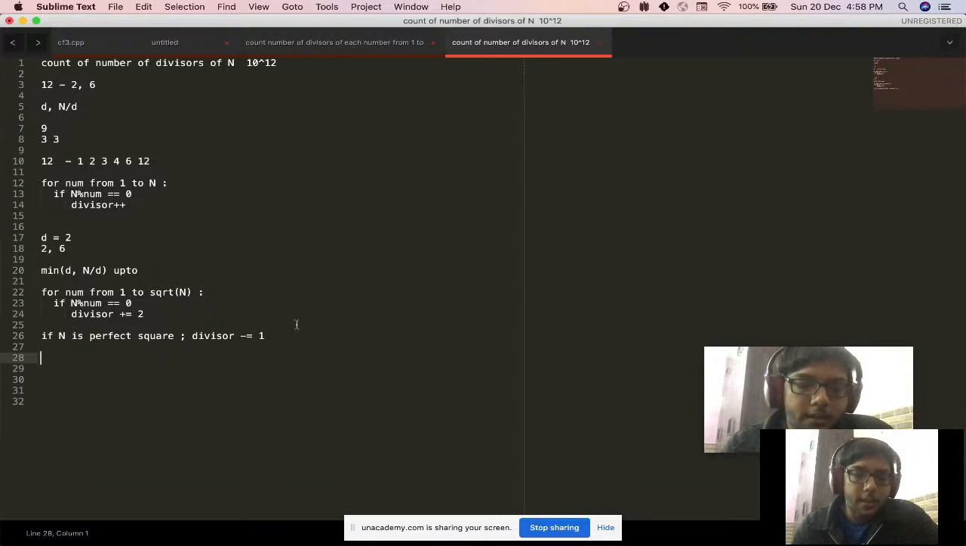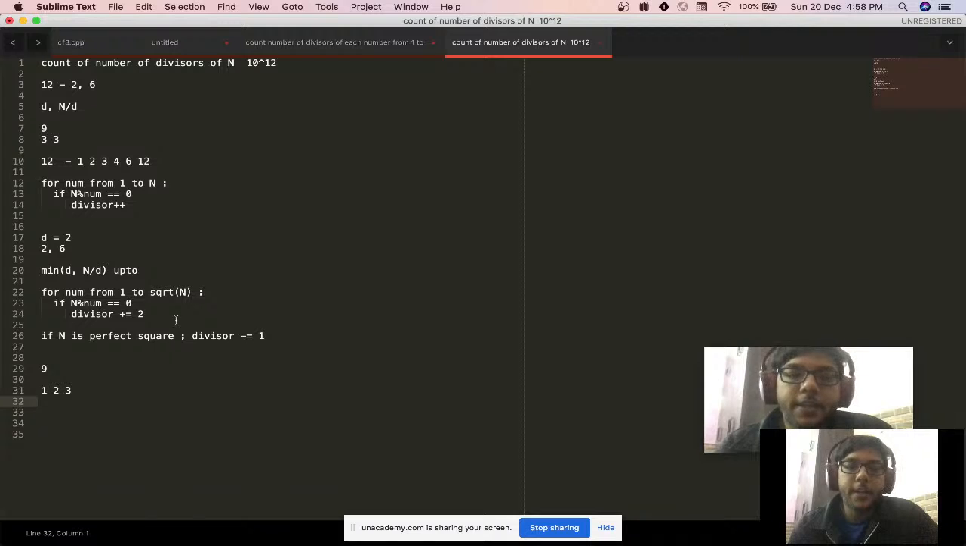So let us dry run this on the case of 9. For numbers from 1 to square root of 9, that is 3, we iterate over 1, 2, 3. 1 divides n, yes, so we increase the counter by 2. 2 divides n, no. 3 divides n, yes, so we increase the counter by 2. So we have 4 in the end. But n is a perfect square, so we decrease the divisor count by 1. So in the end, for n equals 9, the answer is 3. Let me check if you guys have any questions.